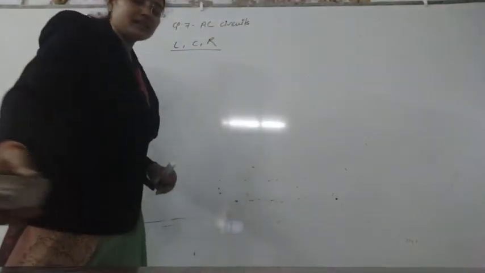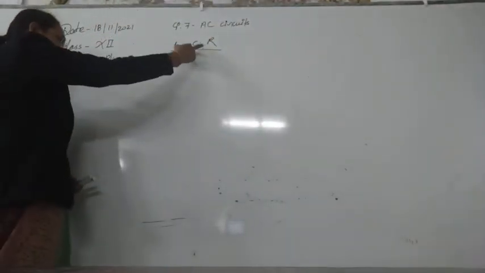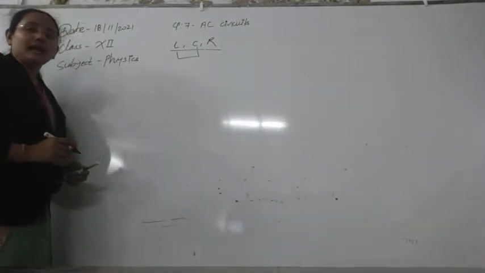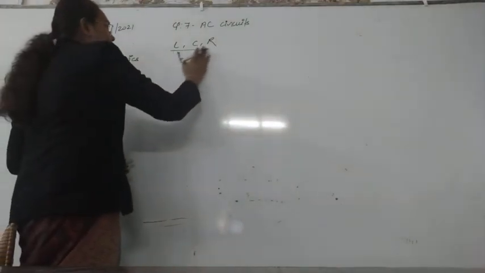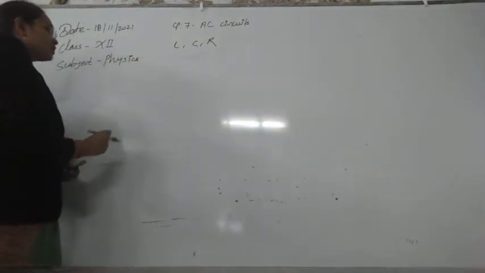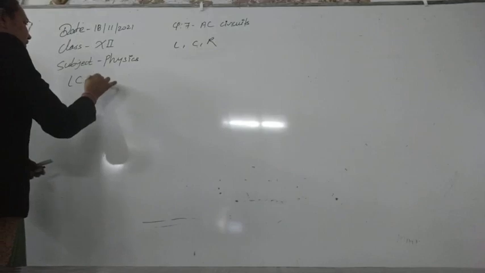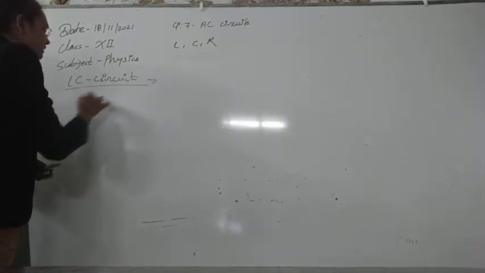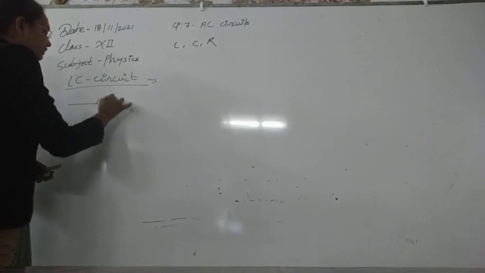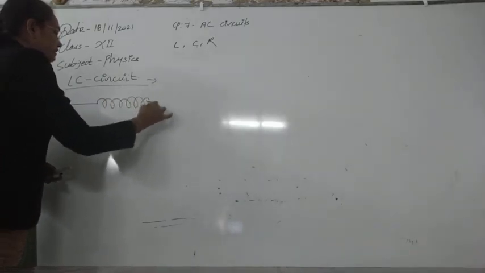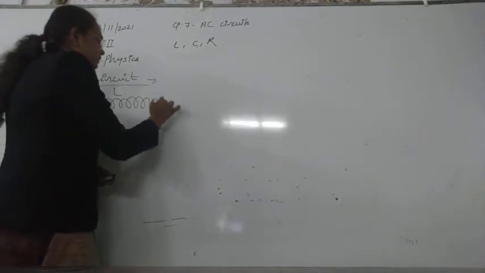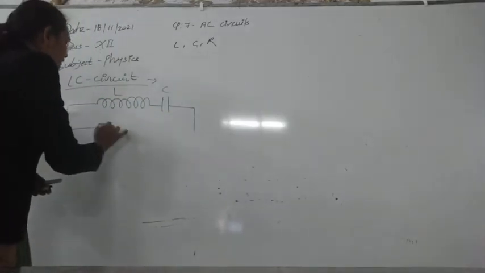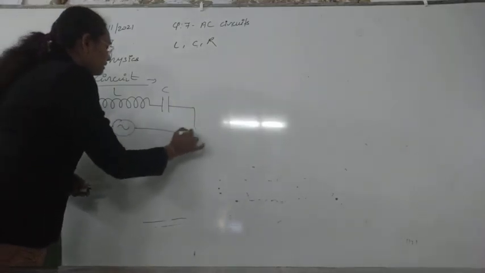Now after this, the next possible combination is for L and C. Whenever we combine L and C together, we get the next type of circuit, that is the LC circuit. For the LC circuit, an inductor that has inductance L and a capacitor that has capacitance C are connected in series, and both are connected in series with the supply.